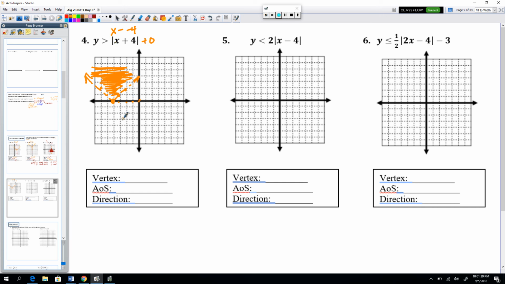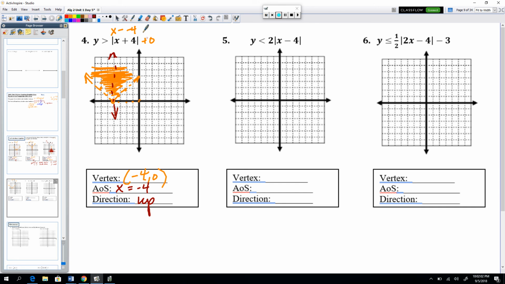We shifted it back 4. The vertex ended up at negative 4, 0. The axis of symmetry, if it existed, would cut straight through here. So the equation of that vertical line would be x equals negative 4. And the direction of the graph is up.